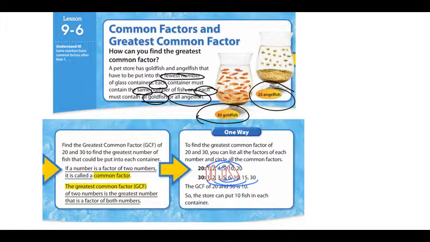If you remember, we started with the greatest and the least, so 1 and itself. Okay, so obviously they circled what they have in common: 1, 2, 5, and 10. Those are all the factors they have in common. However, the greatest common factor would be 10, because that's the greatest one, the biggest one that they have in common. So the store can put 10 fish in each container. So let's apply that to some of our problems below.